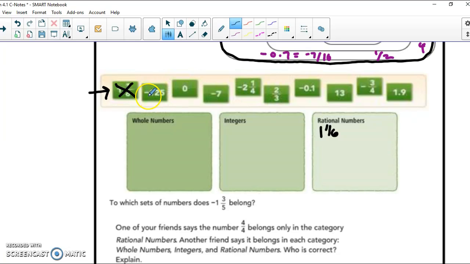Okay, I have the number -125. Not a whole number because my whole numbers are never negative, but it would be an integer.